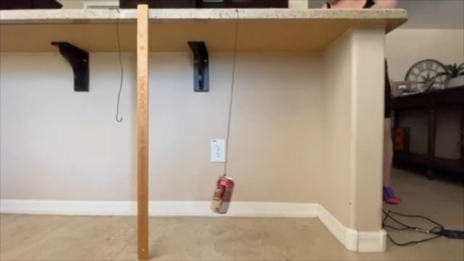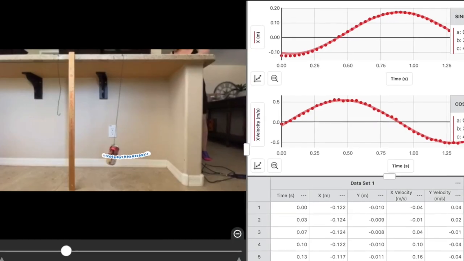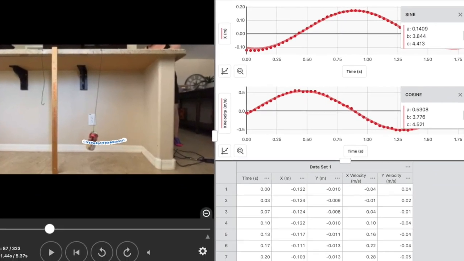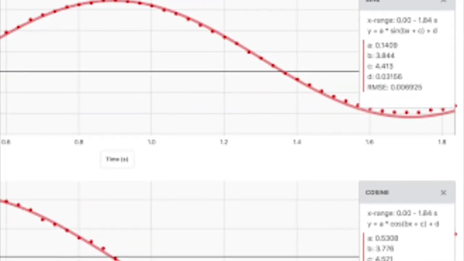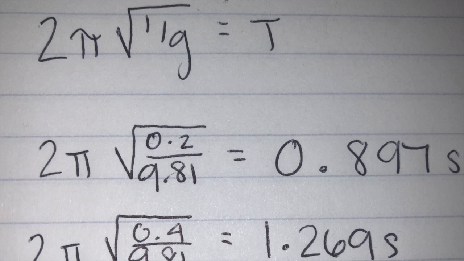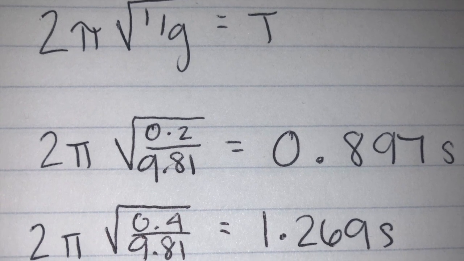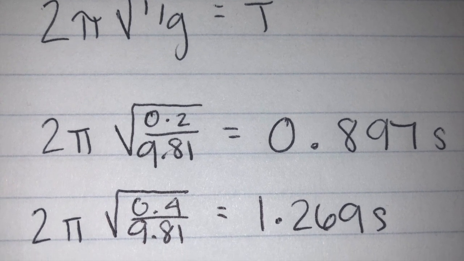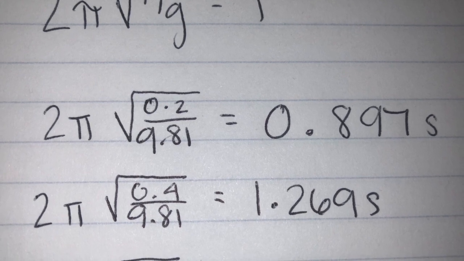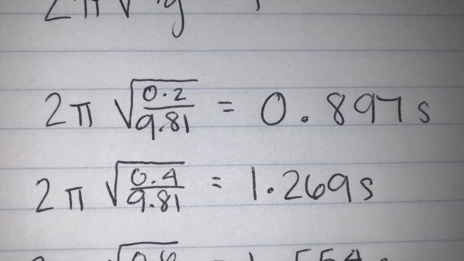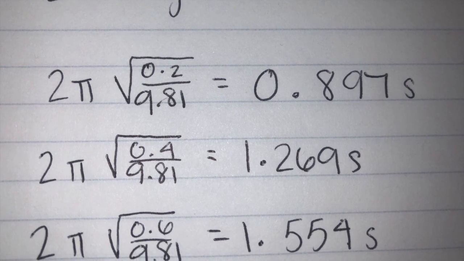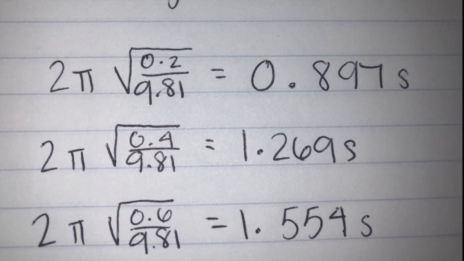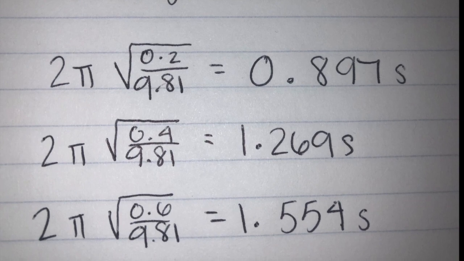Finally, for the last trial, we set up the experiment in the same way but used the predetermined length of 0.6 meters. After the analysis was done, we could then begin our calculations. To find the period in each trial, we used the equation of 2π times the square root of length over gravity, which gave us the values of 0.897 seconds, 1.269 seconds, and 1.554 seconds. Each consecutive trial had an increase in period of about 0.3 seconds.